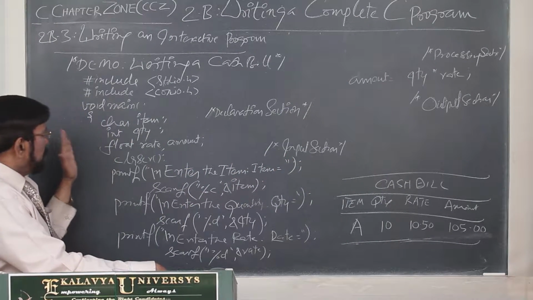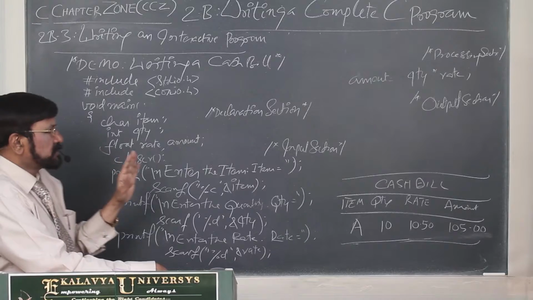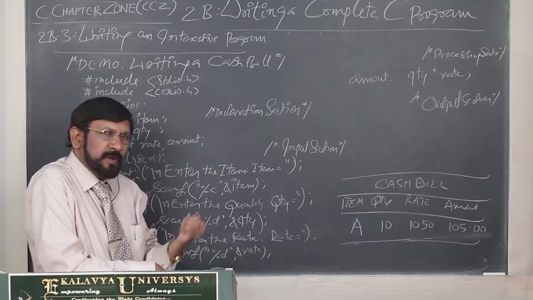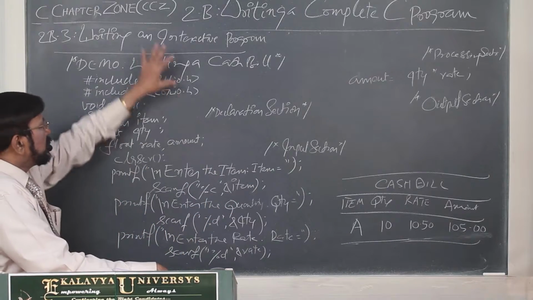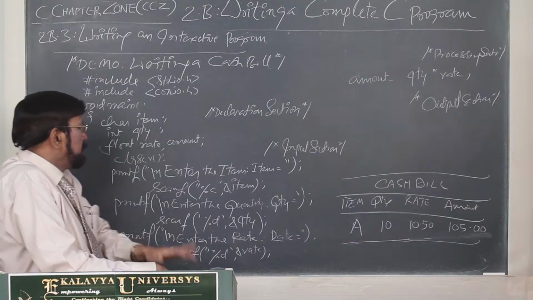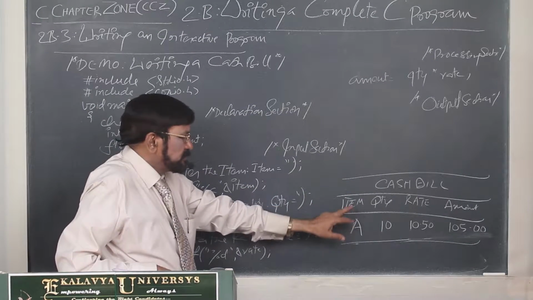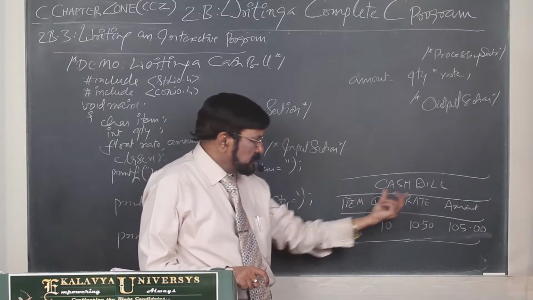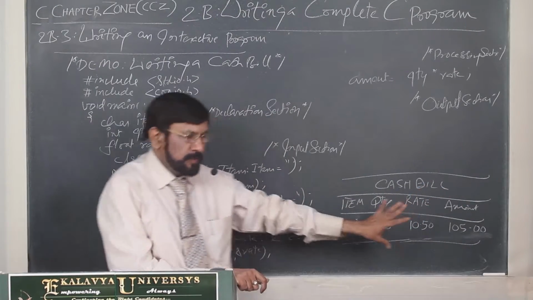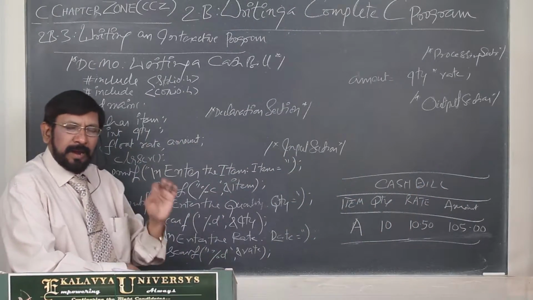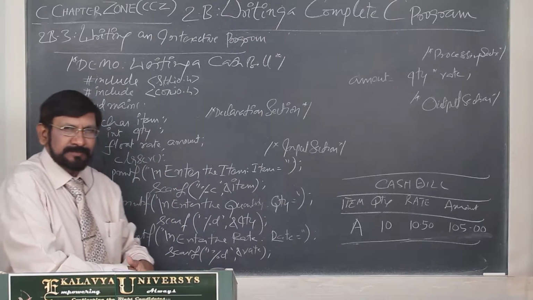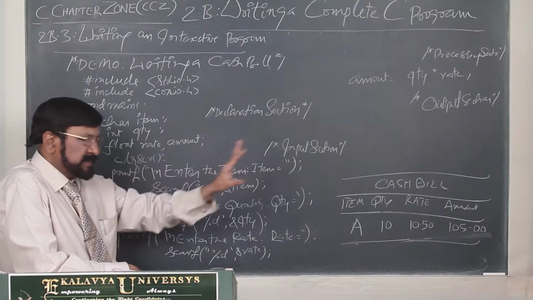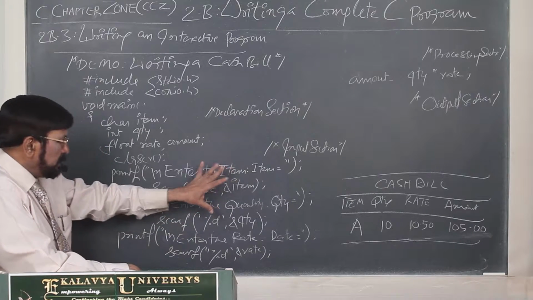Now you see here, 4 sections: declaration section, input section, process section, and output section. In this, we are writing one cash bill. In the cash bill, the items are item, quantity, rate, and amount. The first three are input variables. This is the output variable. Already explained to you. With reference to this, we write the program, and mainly we focus on the input section because I have just explained the input section. That's why we mainly focus on this.